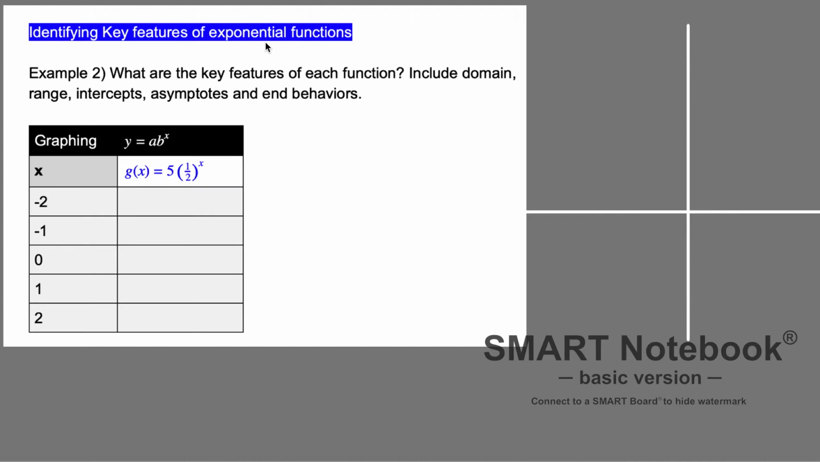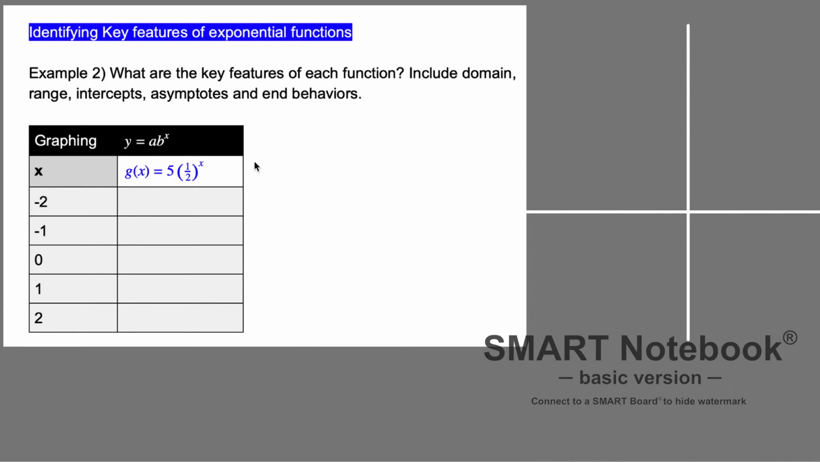Define key features of exponential function. Let's say here are the key features of each function, but we have just one function here. It is g(x) = 5 times (1/2) to the exponent x. Include domain, range, intercepts, asymptotes, and the end behaviors.